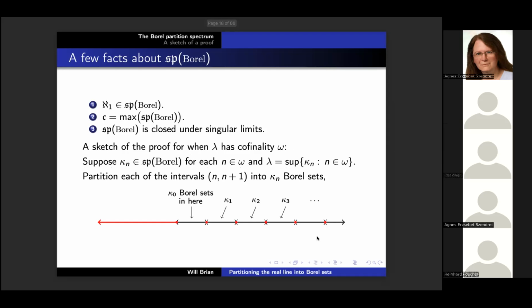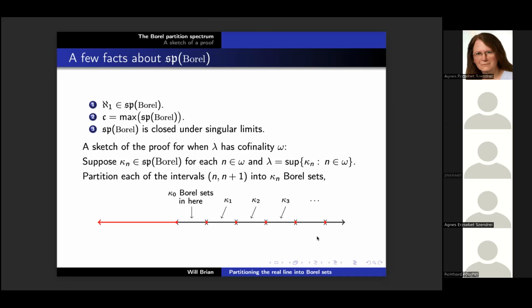So then we look at the real line, and we carve out countably many intervals, maybe the intervals from n to n plus 1. And each of those intervals is homeomorphic to the real line. So that interval can be partitioned into kappa n Borel sets. So we just partition each of those intervals, the nth one, into kappa n Borel sets.